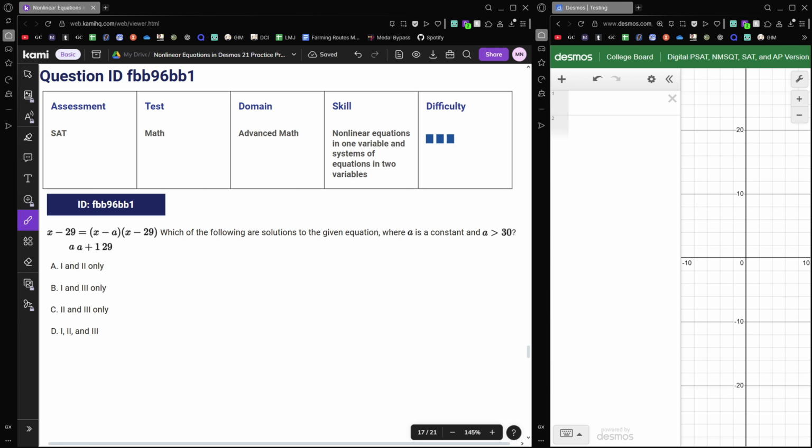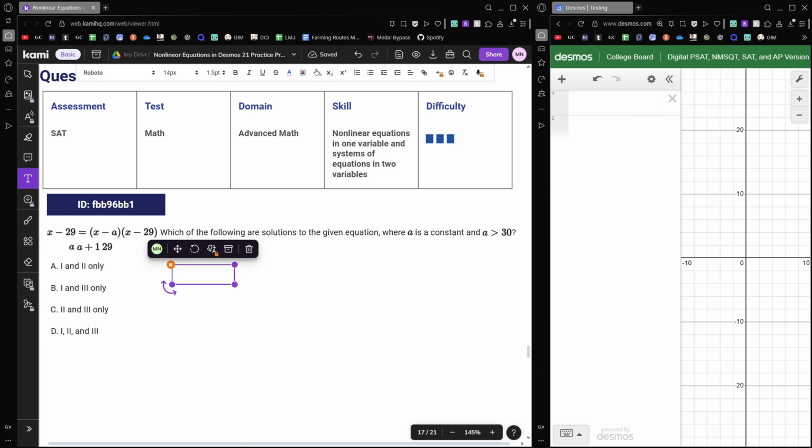Question number 17. Which of the following are solutions to the given equation where A is a constant and A is greater than 30? Okay, so I don't know why it came out weird like that, but 1 would be A, 2 would be A plus 1, and then 3 would be 29. I don't know why it's like that, but anyways, let's go ahead and put that equation into Desmos.